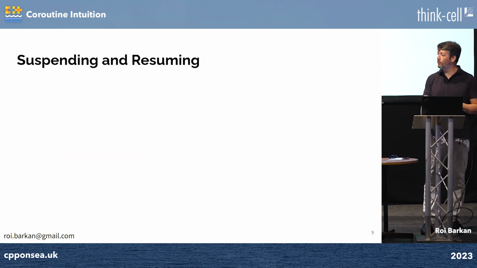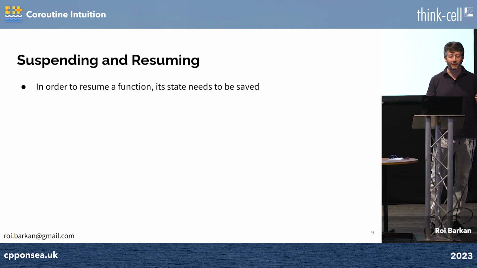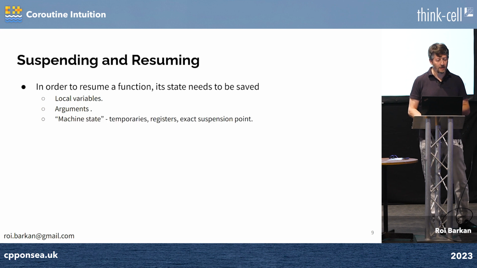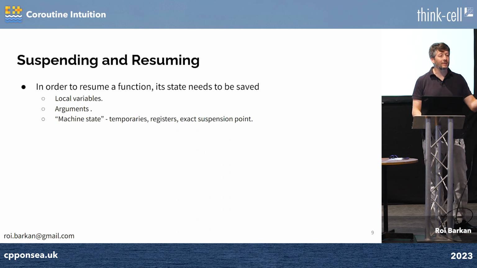So let's talk a little bit more about what it means to suspend and resume a function. Basically, if I suspend a function and I want to run it back, I need to save some state, right? What's the state of a function? It's all the local variables, whatever we have. It's the arguments that were passed to us. We might still need to use them as we run the function. And there are some internal machine states, like temporary values or expressions that might have been calculated before we were suspended and we want to use after we get resumed. Maybe some register values, and we also need to keep the exact suspension point so we'll know where to resume from.